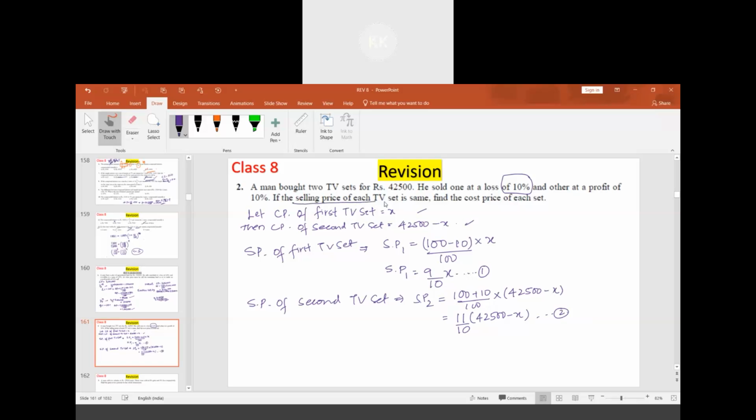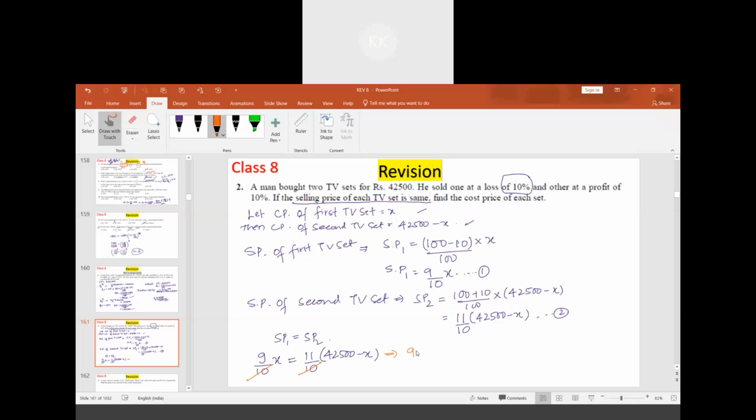If you observe the question, the selling price of each TV is the same, so SP1 and SP2 are equal. We'll equate them: 9 by 10 X equals 11 by 10 times 42,500 minus X. Now the denominators can cancel.